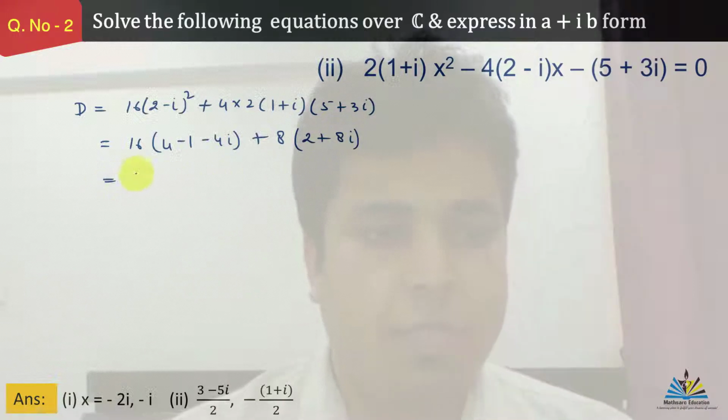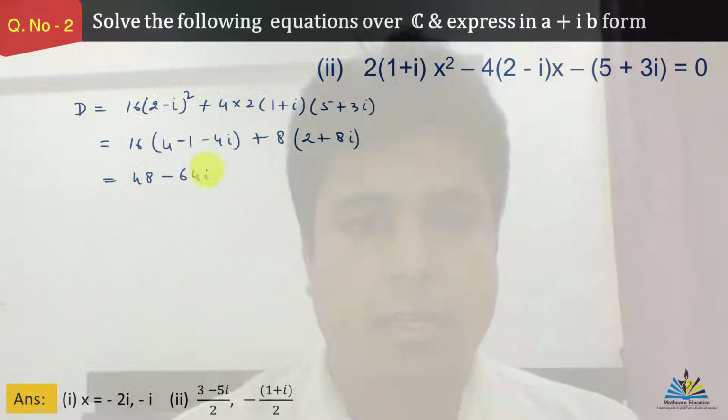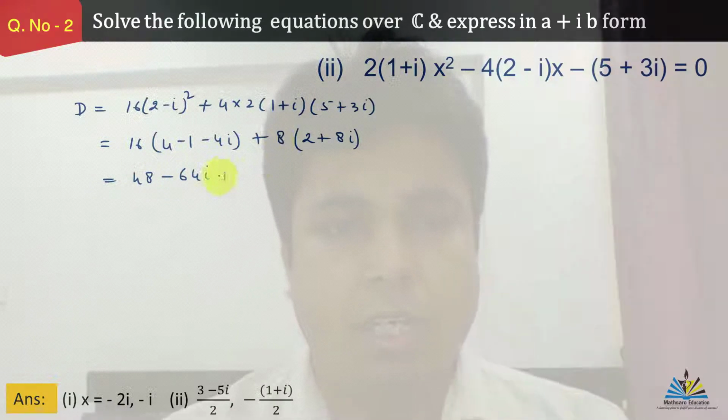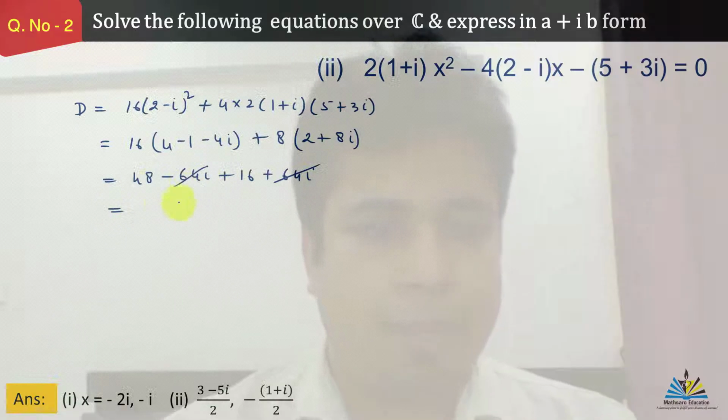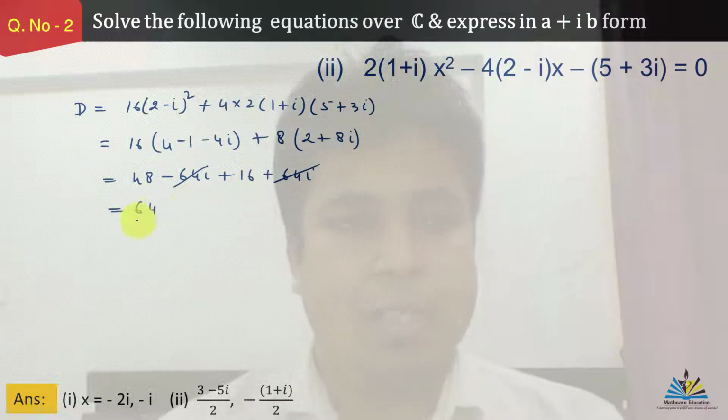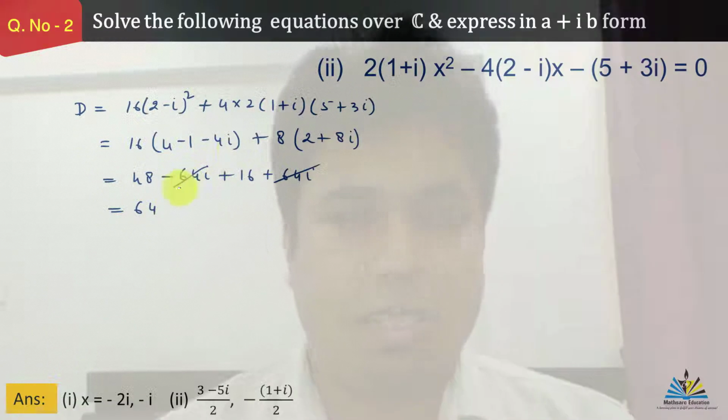So this becomes equal to 48 minus 64i, and here we will get 16 plus 64i. So you will cancel these two and this becomes 64. So D is equal to 64. The discriminant of this quadratic equation is 64.